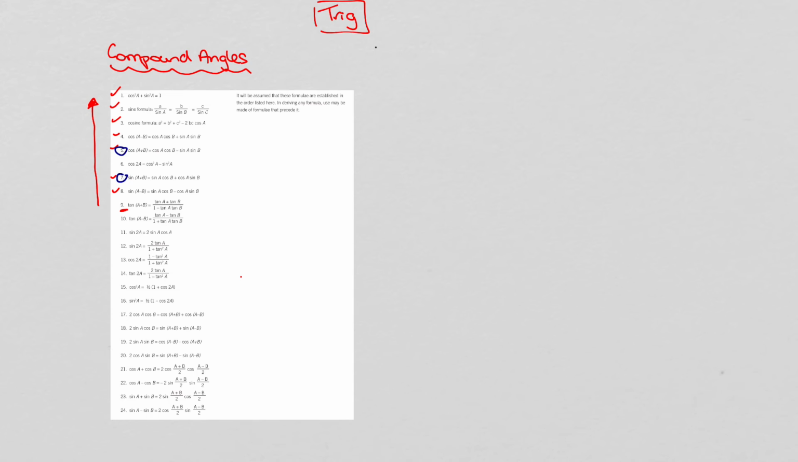Okay, so if we go back to the first page, what we can see is we have just done seven, 8, 9, we've done 10. And we're now going to look at what we call the double angle formulas. So we're going to do 6, 11, and 14. And we'll leave 12 and 13 and 15 and 16 to next week.